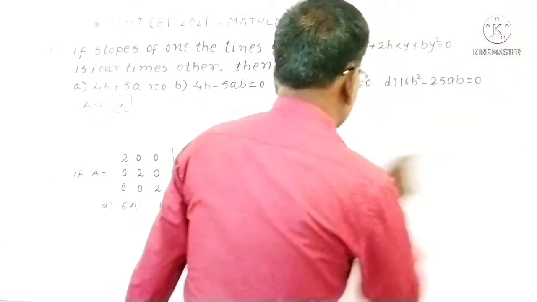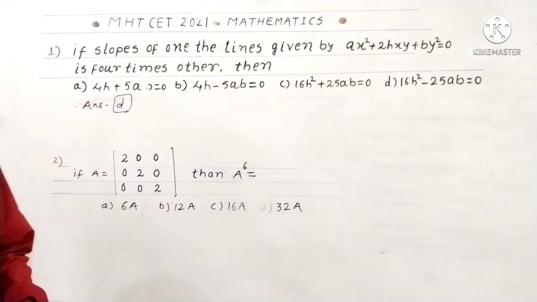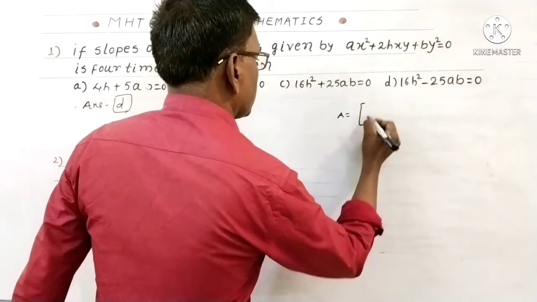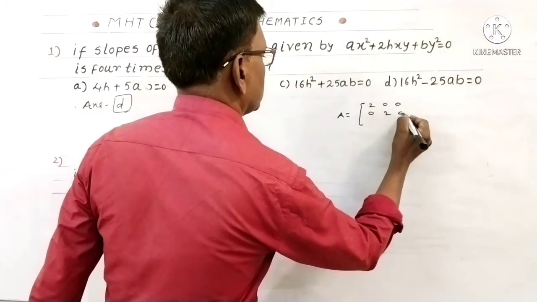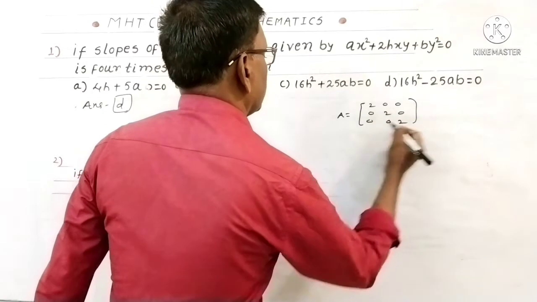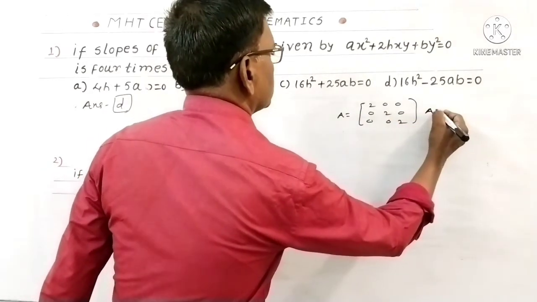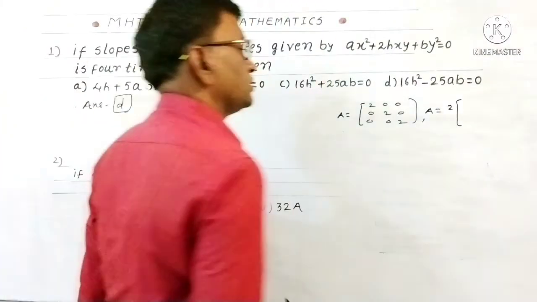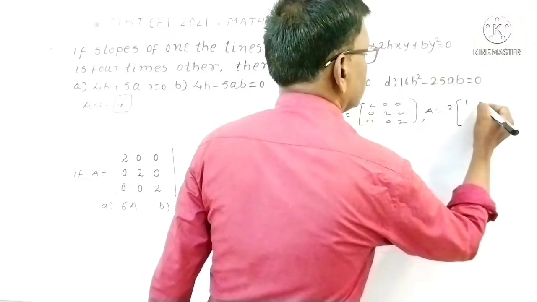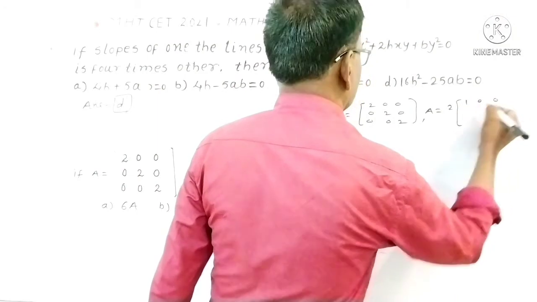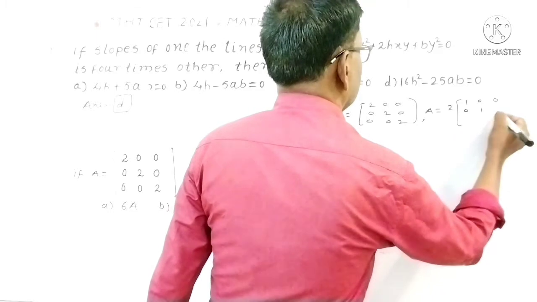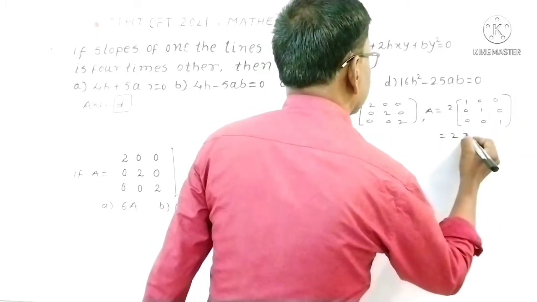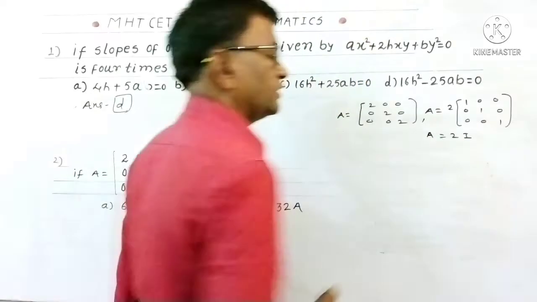This is a question from the lesson matrices. A is equal to the matrix with 2 0 0, 0 2 0, 0 0 2. We can write this as A is equal to, taking 2 common from each row, 1 0 0, 0 1 0, 0 0 1, and we know that this is an identity matrix, 2I. So A is equal to 2I.